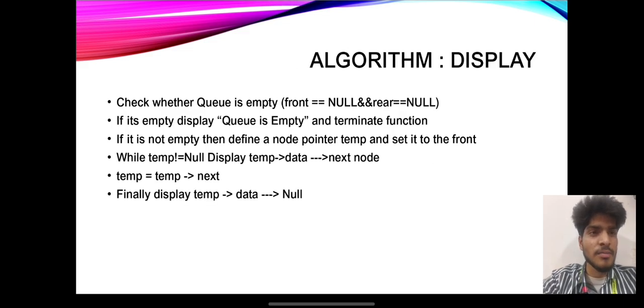Now see the algorithm of display. Check whether the queue is empty. If it is empty, display queue is empty and terminate the function. If it is not empty, then define a node pointer temp and set it to the front. While temp is not equal to null, display temp data and move to the next node. It visits all the nodes with temp equal to temp next. Finally display the temp data up to null.